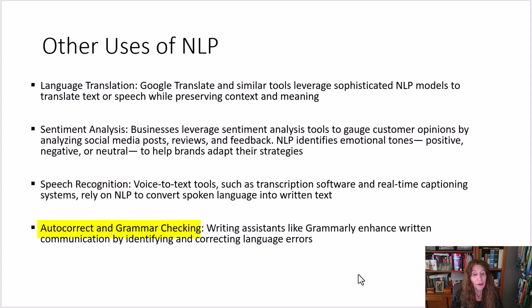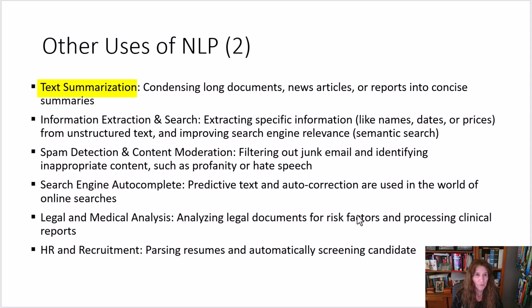And of course, our autocorrect and grammar checking, writing assistants like Grammarly enable us to communicate more effectively by identifying and correcting our errors. Text summarization, being able to condense long documents, articles, again, very good for businesses needing to summarize emails or other documents.